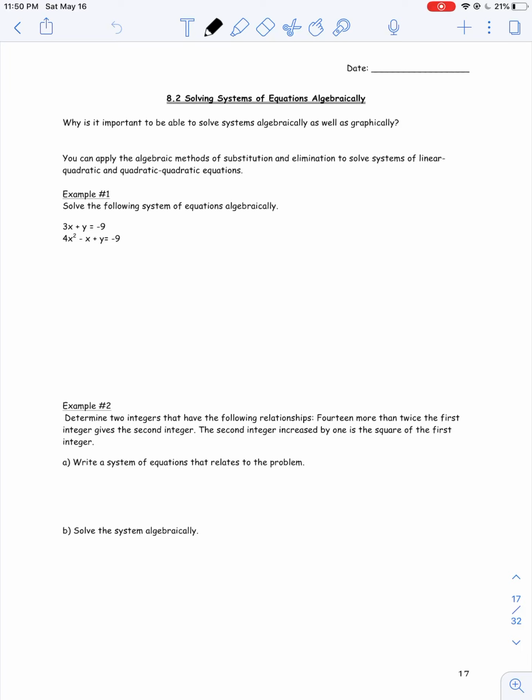In this first one, they're giving us a linear equation and they're giving us a quadratic equation. In this case, we could do substitution. It makes more sense when they are two different equations, one being linear, one being quadratic, to do substitution. So we're going to solve for the variable y, which I always do, and substitute that answer into the next equation.